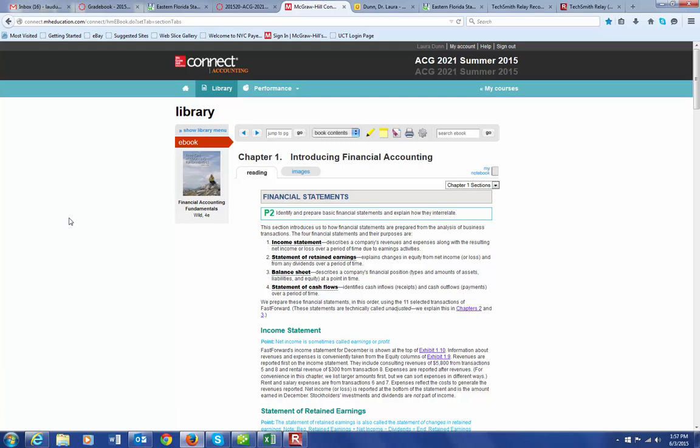And a statement of cash flows is a little more difficult to understand. It's trying to just focus on cash flow, and it's going to identify the inflow and the outflow over a particular period of time. So let's talk about those in a little bit more detail.